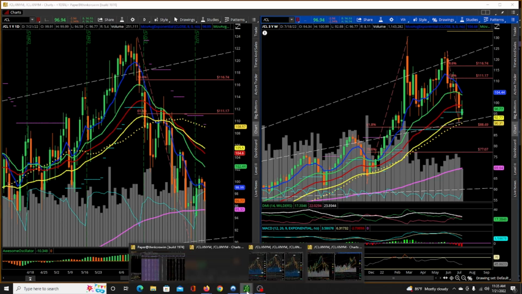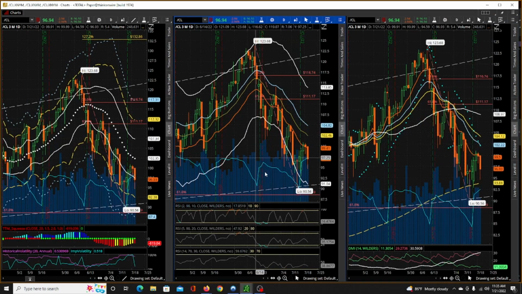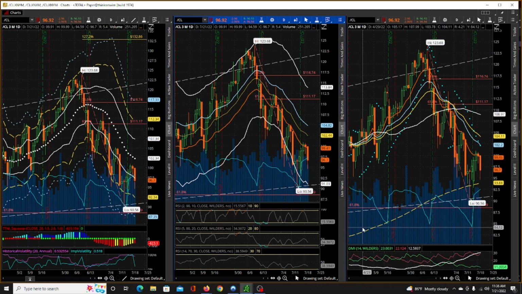I'm going to switch to my next set of charts. These are my daily charts. I've got a squeeze indicator, volatility. These are my RSI indicators, and then I've got a DMI indicator right here. Most everything on here would lead you to believe that the daily is going down, which it is. But that's okay because these top trades I placed looking more at the weekly chart.